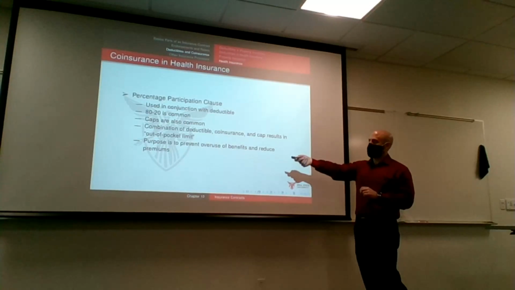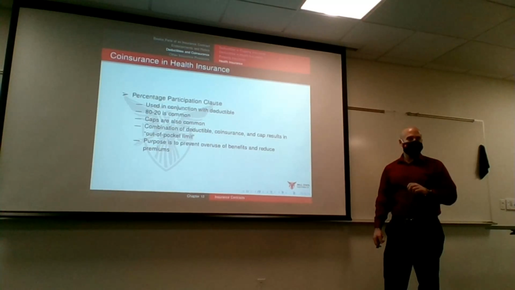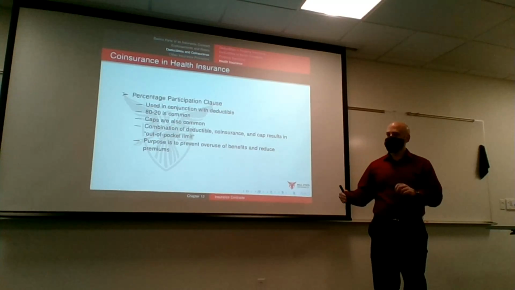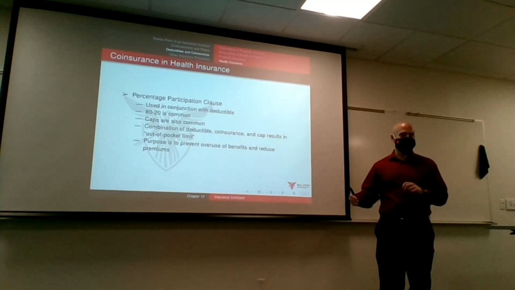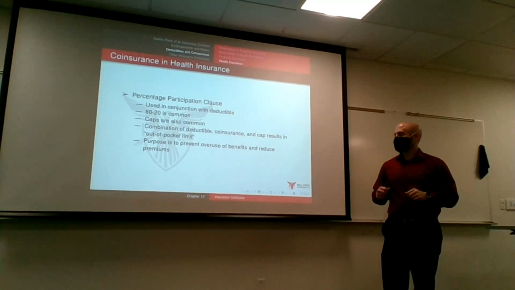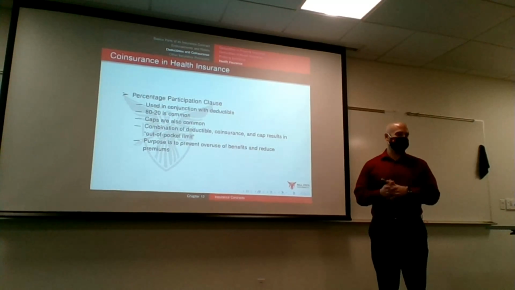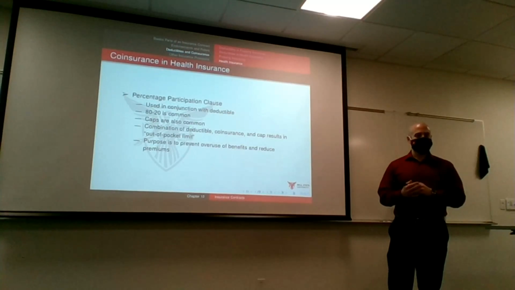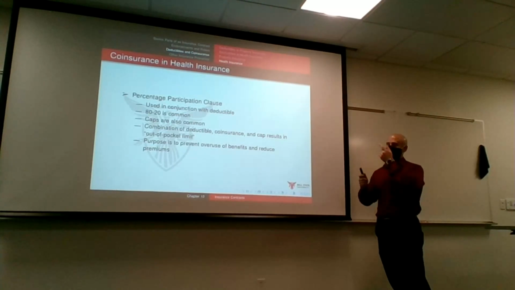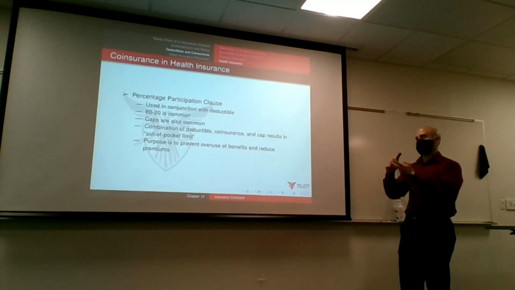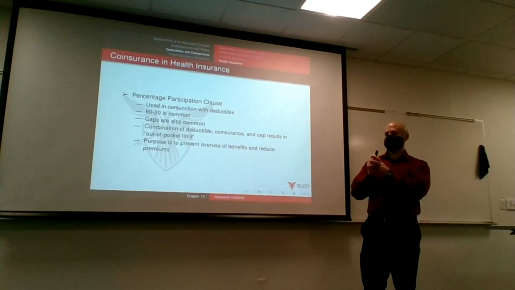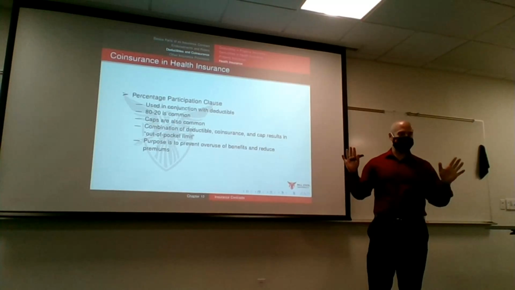And in fact, caps are required. So you can only pay so much per policy period out of pocket before the health insurer that you're using has to pay for everything after that. As of 2021, it's going to be $8,000 per person, $16,000 for a family. So if the combination of deductible and co-insurance gets up to $8,000, you don't pay a dime for any covered loss after that.